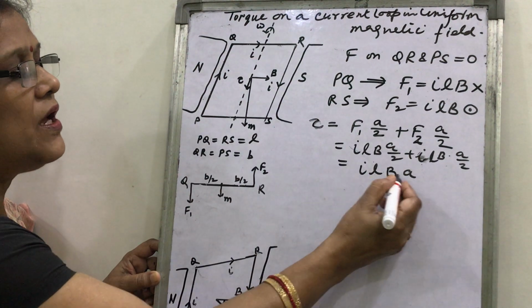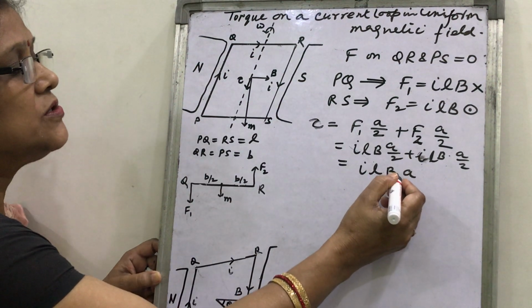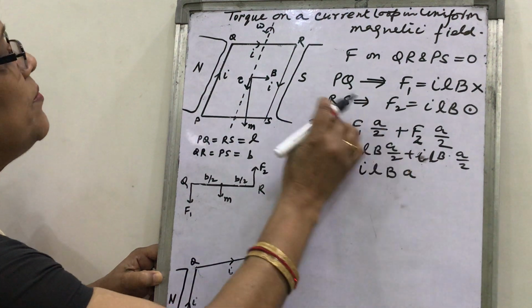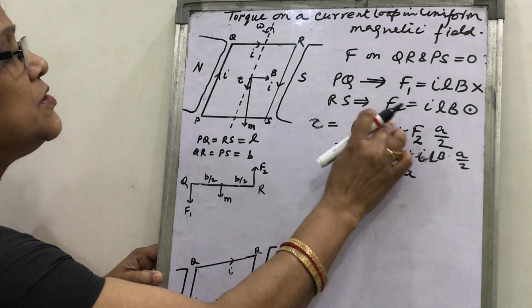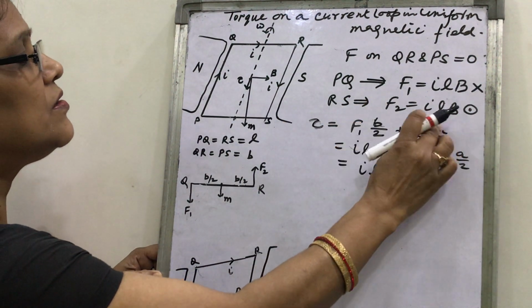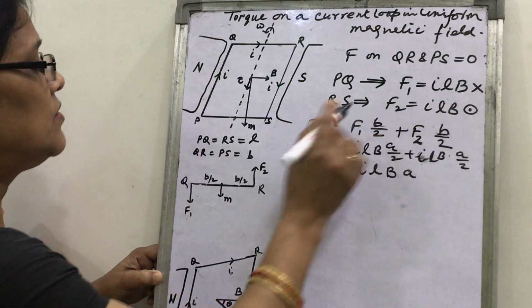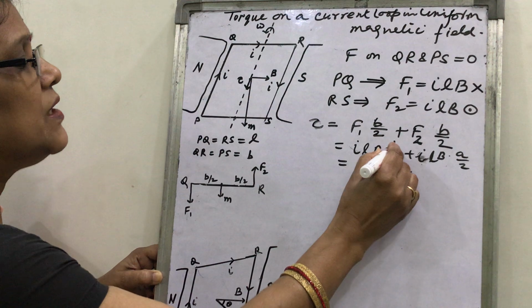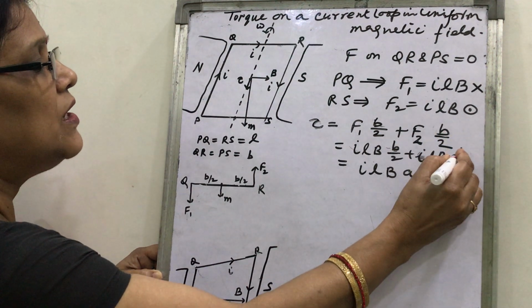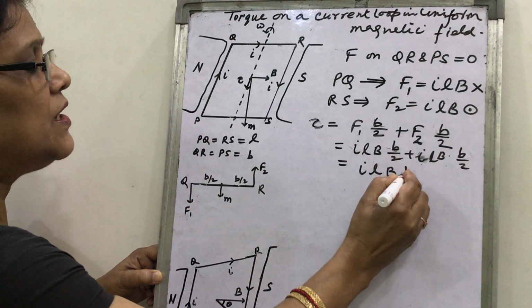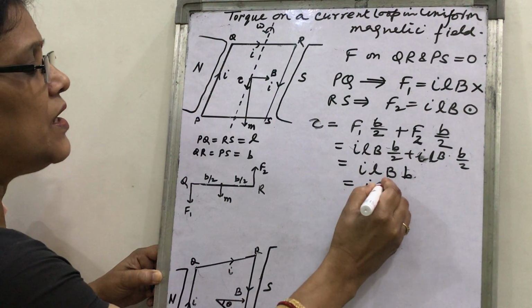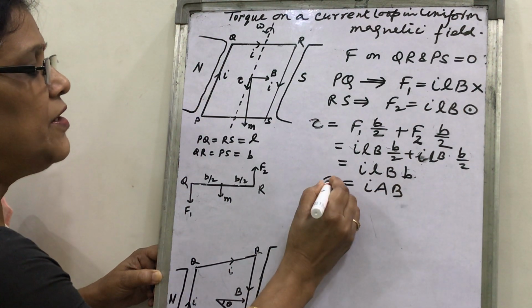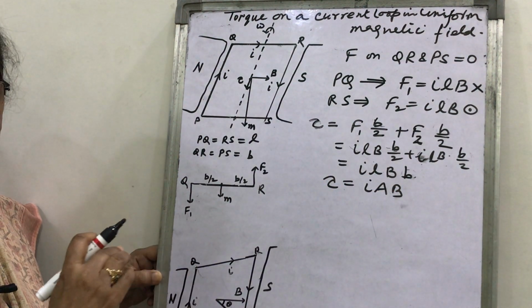You know length and breadth. So this A by, this is B, sorry, so this is B by 2. You have written this breadth B. So this is B by 2, and this B by 2, that is breadth. So length into breadth is area. So you can write here I A B. So the magnitude of torque is I A B.